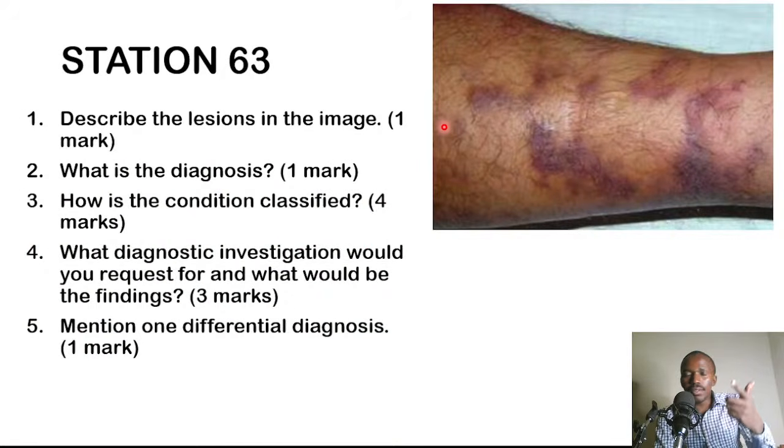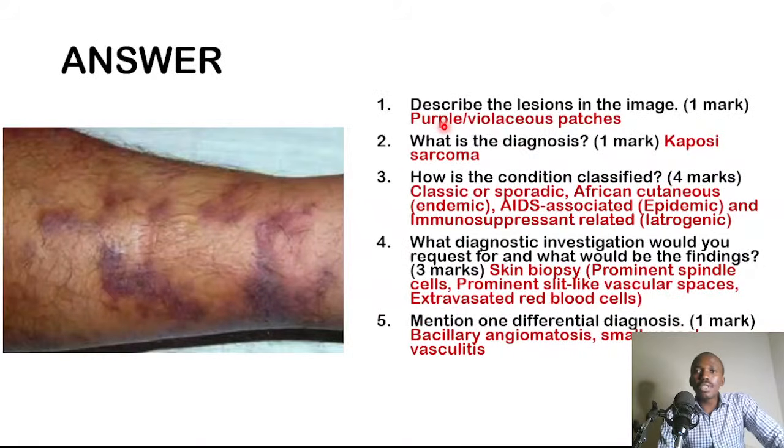This is another case of Kaposi sarcoma. In this case, they're showing you lesions on the skin. So here they are, purple violaceous patches. They are flat. Patches are flat. Nodules are raised. This is Kaposi sarcoma. The 4 types we talked about: classic or sporadic; African cutaneous, which is also known as endemic; AIDS-associated, which is also known as epidemic; and immunosuppressive, which is known as iatrogenic.